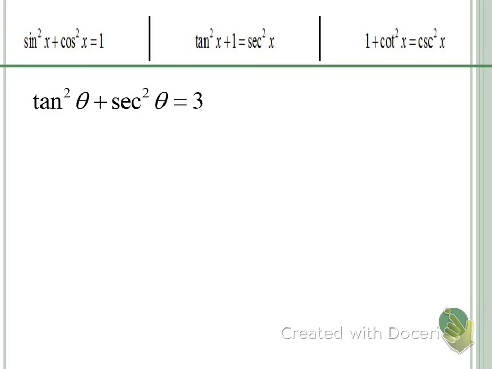Well, if we can get that identity to just have one of the functions by itself, then we can plug in for that one, right? And it's already got one function by itself. So this identity has secant squared by itself. So I can go ahead and substitute in for secant squared. I can take tangent squared plus 1 and plug it in right here. And so we get tangent squared plus tangent squared plus 1 equals 3.